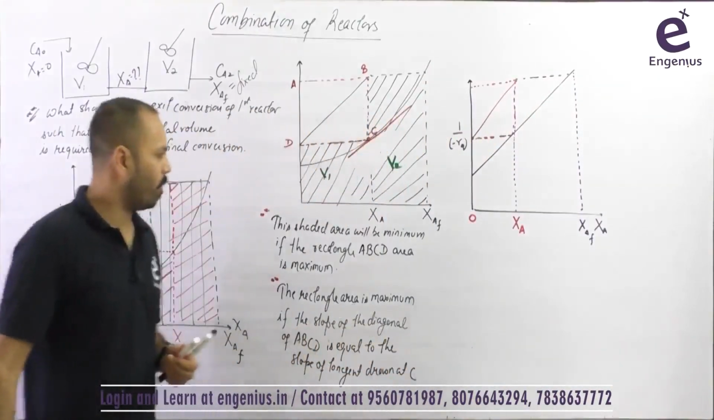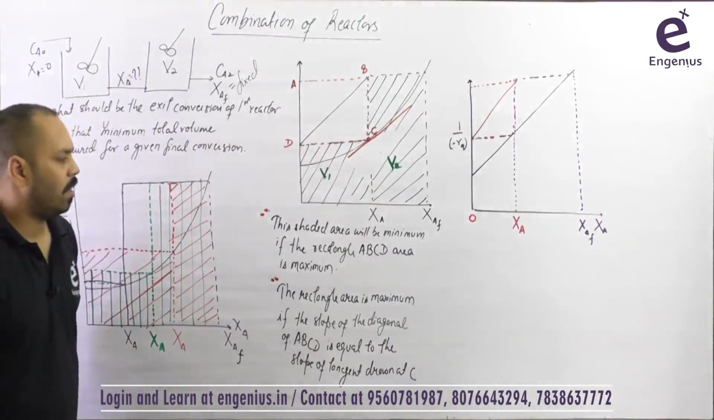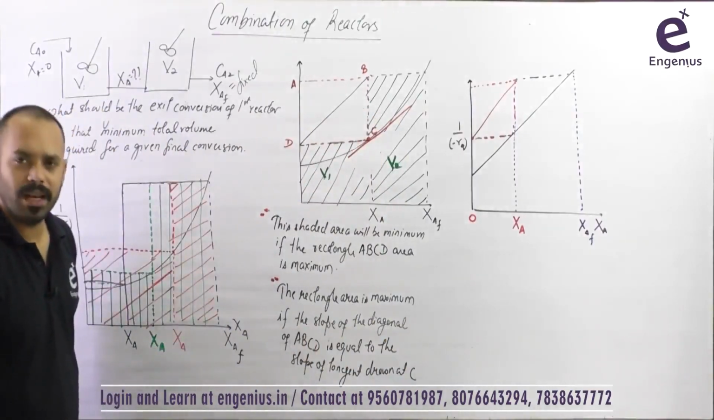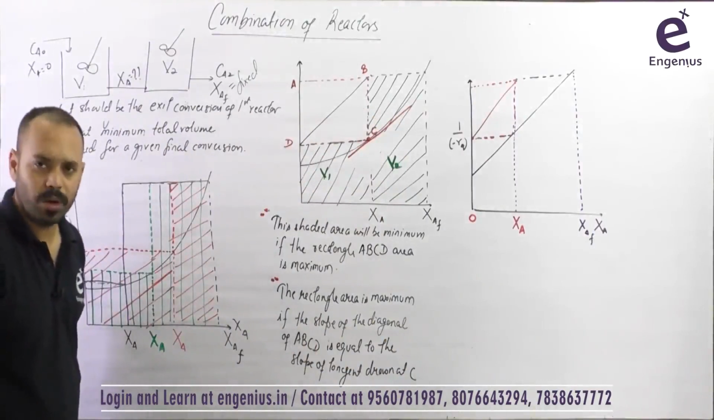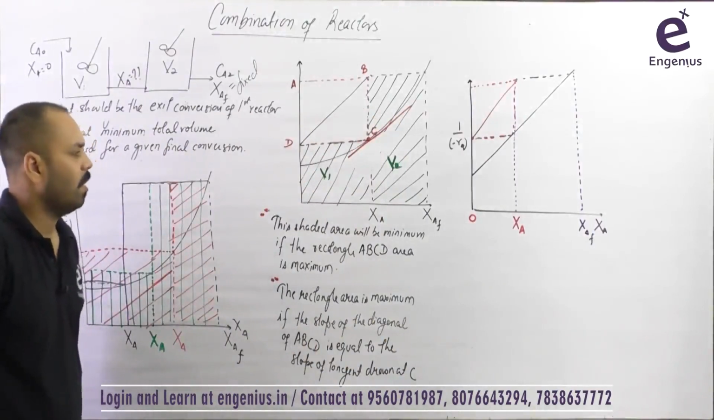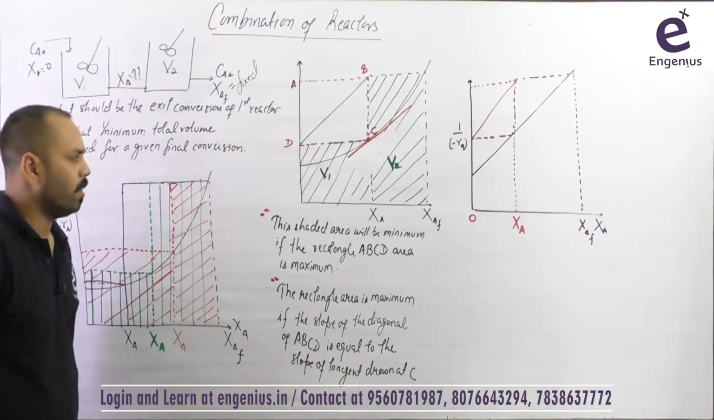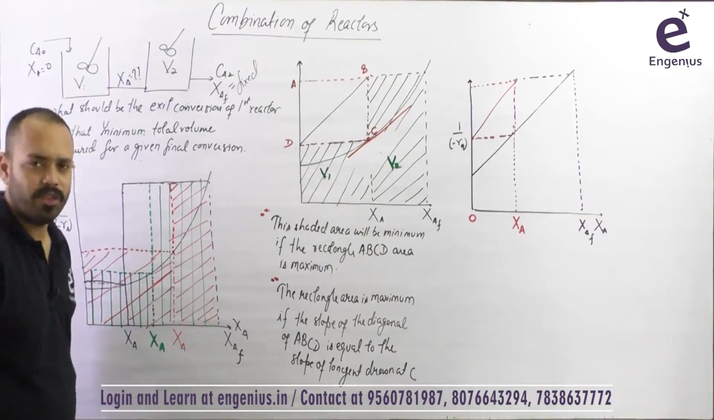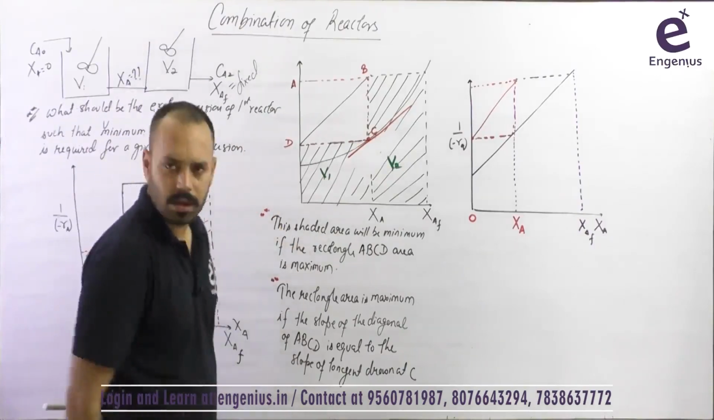Because if you plot 1 by rate versus Xa, then 1 by rate is equal to 1 by k Ca naught into (1 minus Xa). So it doesn't seem that it is varying linearly, right? So you should correct here, don't write that it is for first order. Suppose 1 by rate is a linear curve.